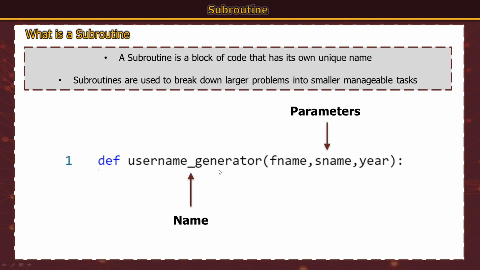Okay, now here I've got something called parameters. Okay, and parameters are information that is passed into the subroutine that the subroutine needs in order to work out or complete the task in hand.